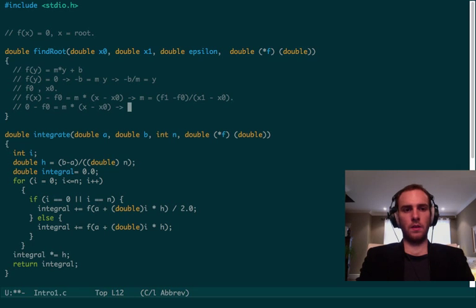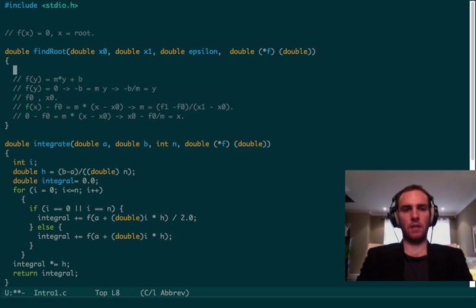alright, you get minus f0 over m plus x0, or you can write it like that, x0 minus f0 over m equals x. Okay, you can work these out by yourself. It's actually helpful to understand better.